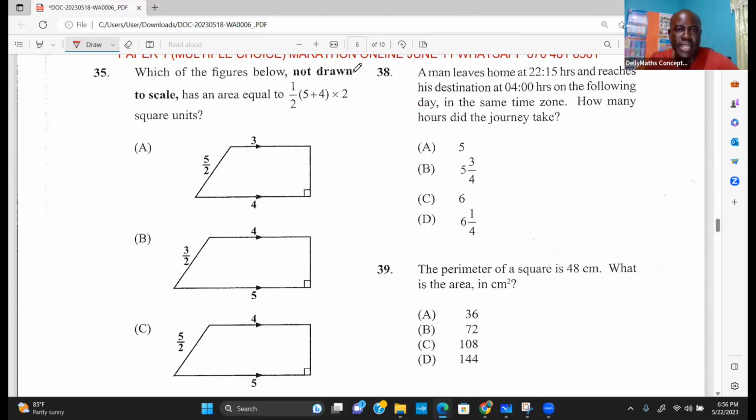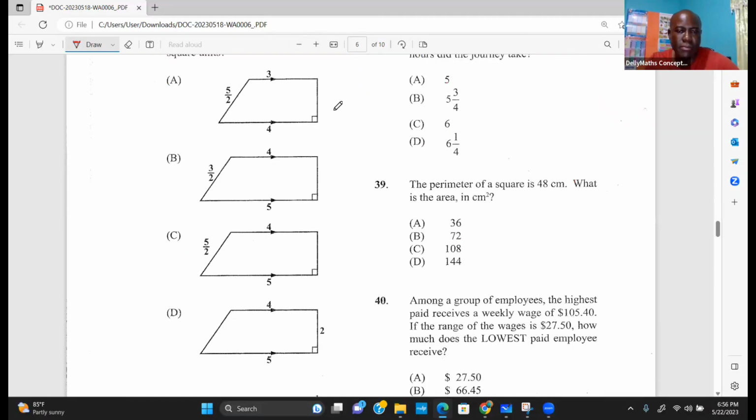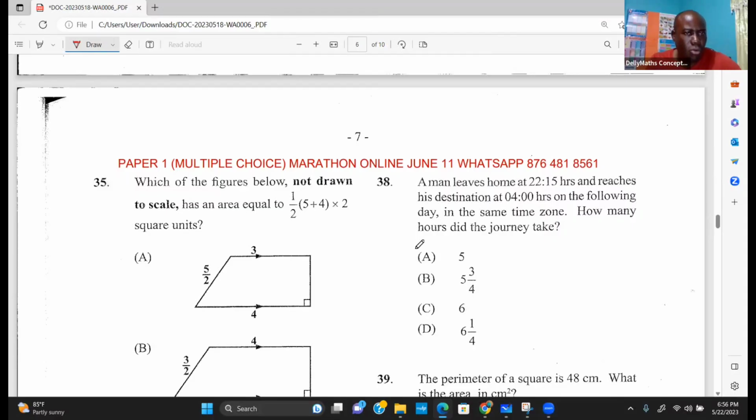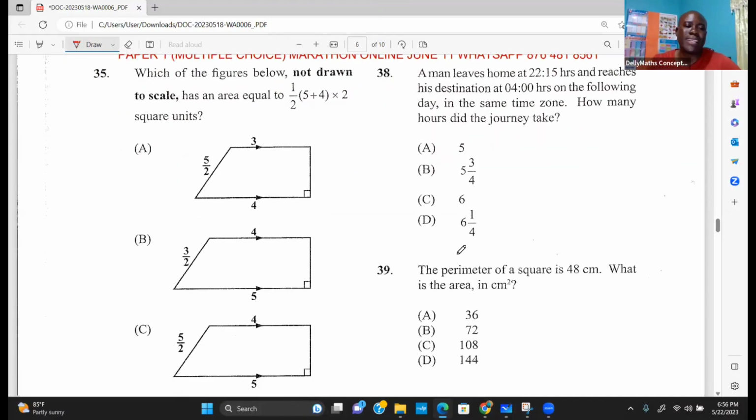All right, so for this question now, let me try to get all of it. All right, good. So for this question, let me go back. It says, which of the figures below, not drawn to scale, has an area of 1/2 (4 + 5) × 2? Remember, the shape that you're looking at is a trapezium. People call it a trapezoid. The area of a trapezium is always 1/2 the sum of the parallel sides times the height.